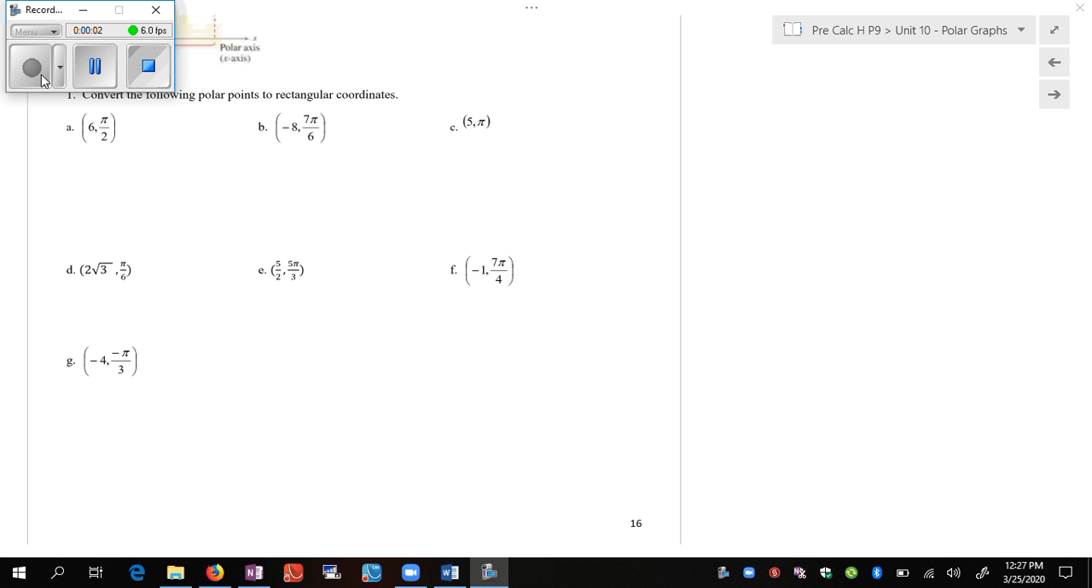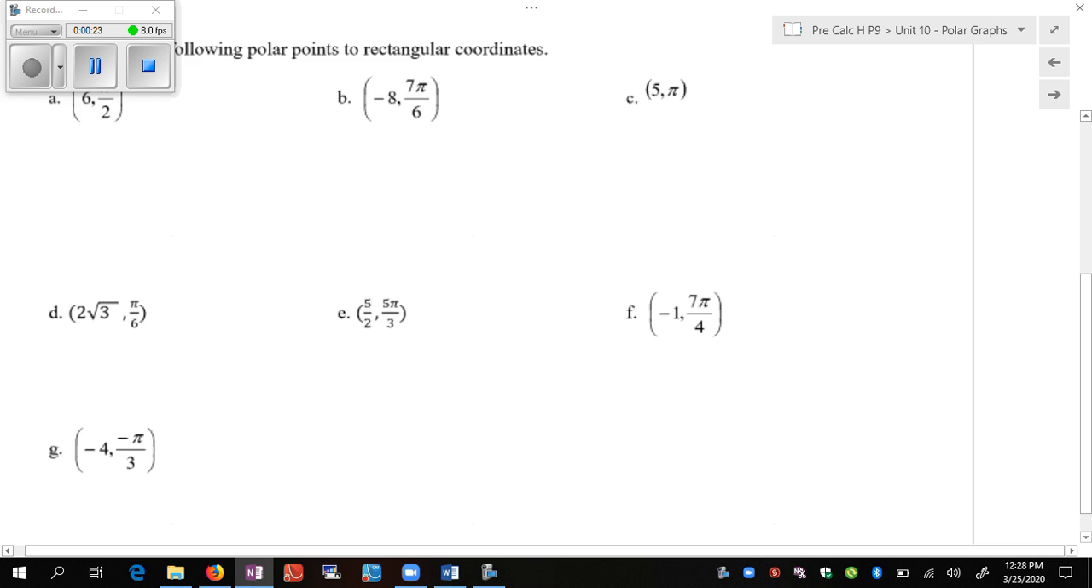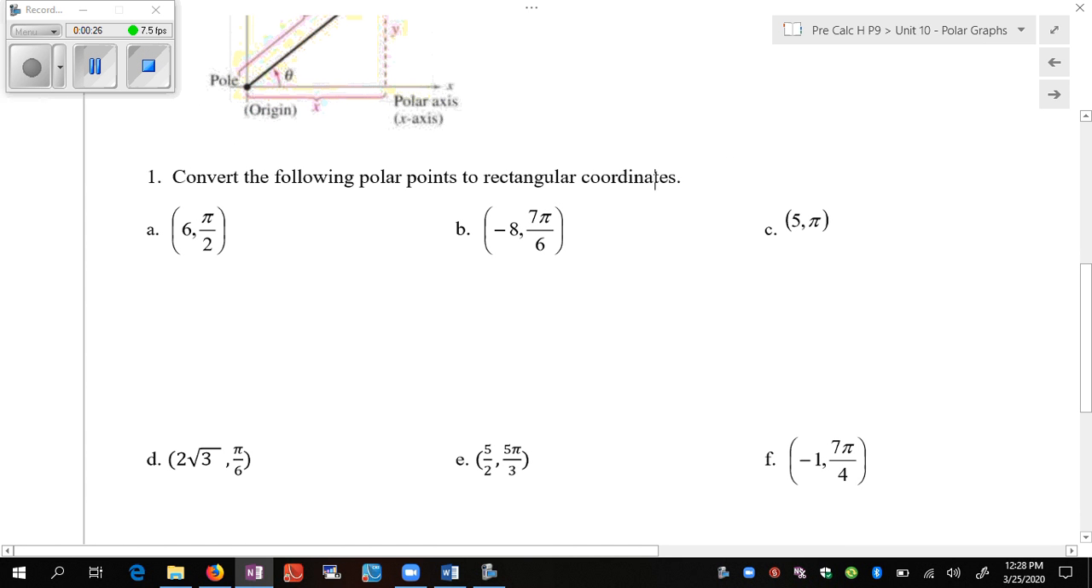All right, guys, I'm putting together a quick video on how to convert coordinates, rectangular to polar and polar to rectangular. A lot of it has to do with drawing a picture and just kind of analyzing it as a triangle if possible, or if it's on an axis, pretty straightforward. So we've got this first example of converting 6 comma pi over 2 to rectangular.